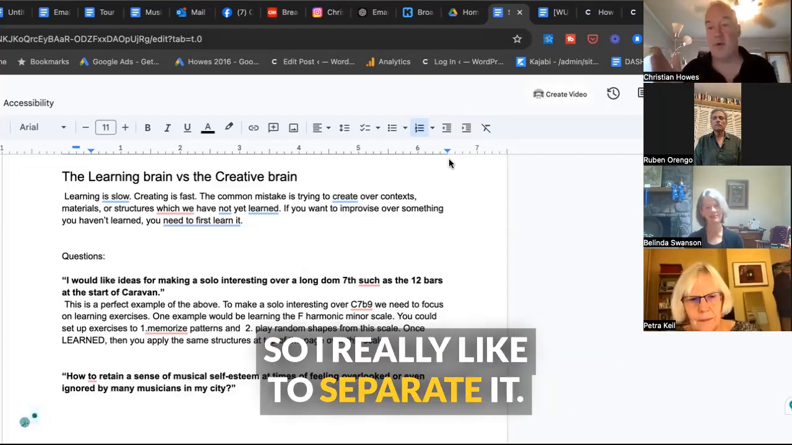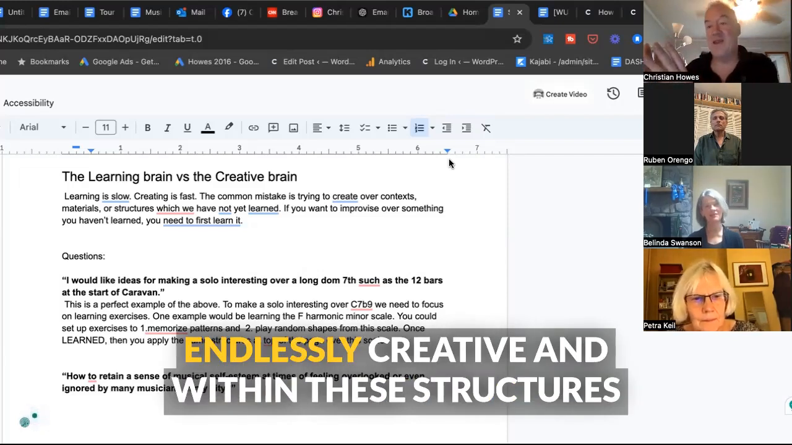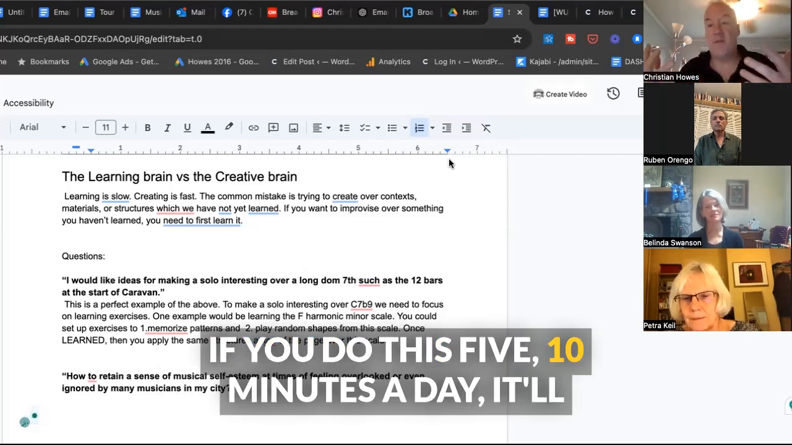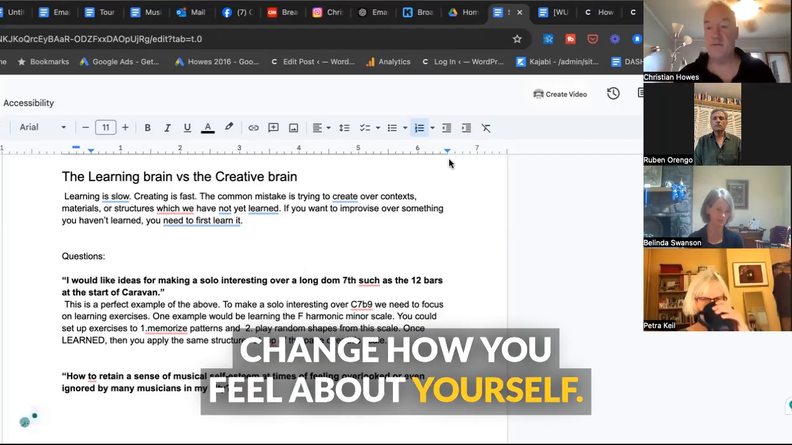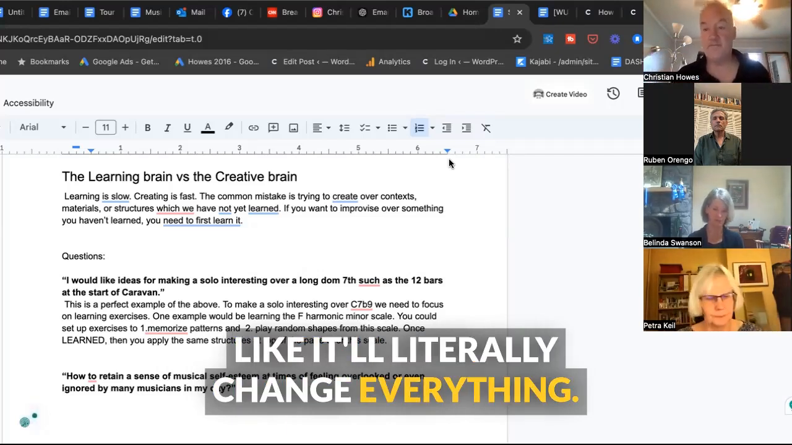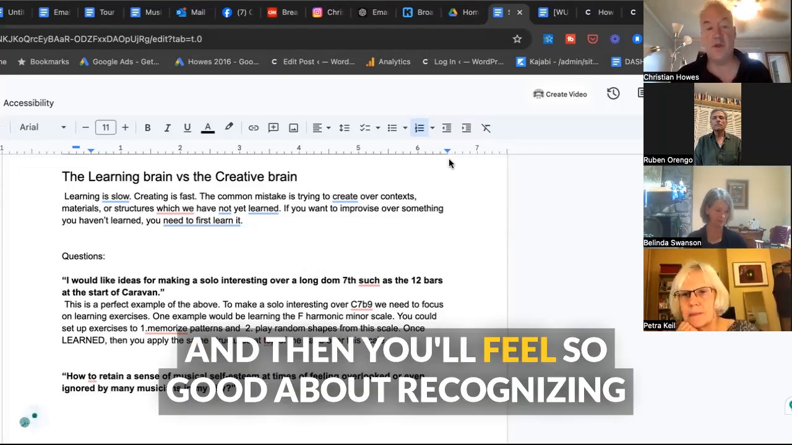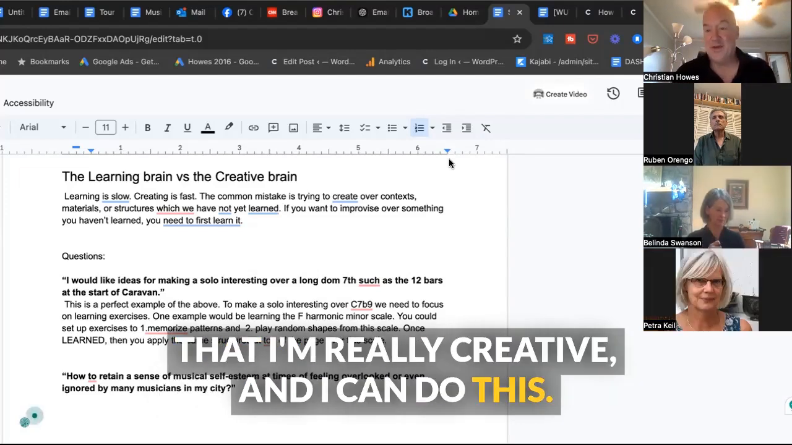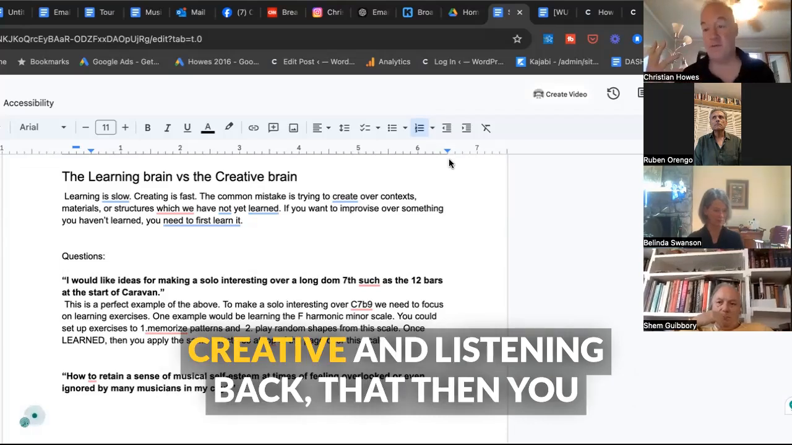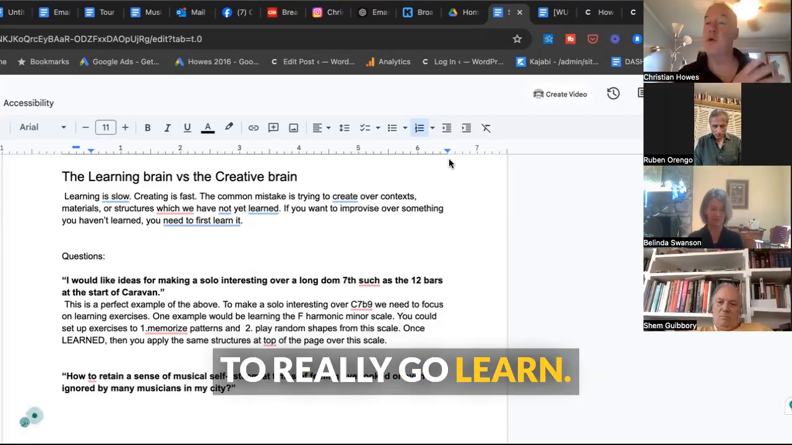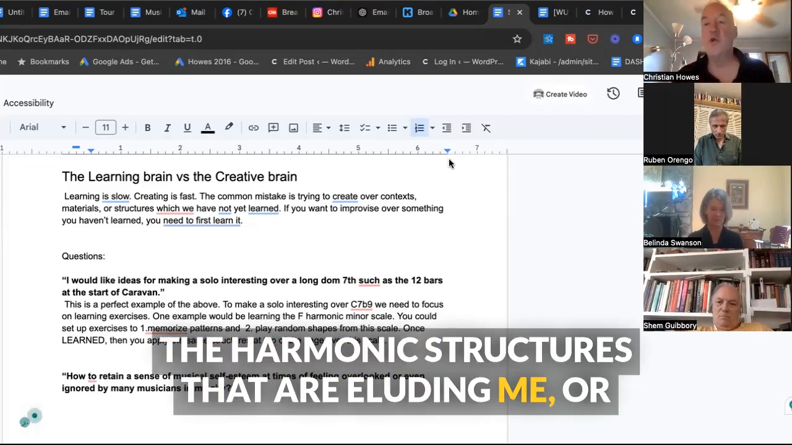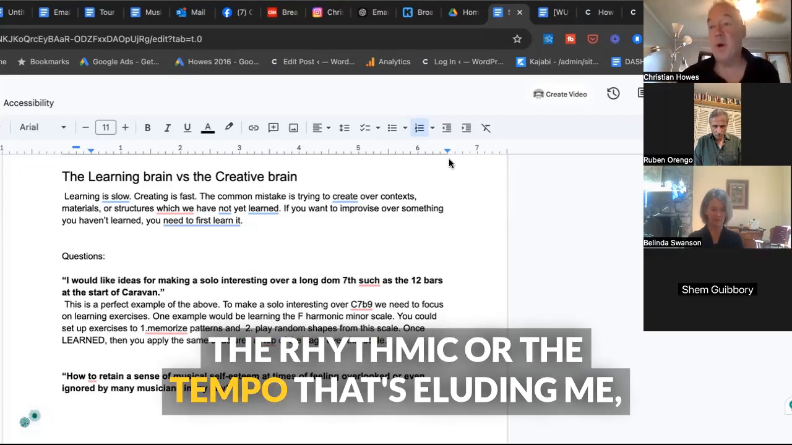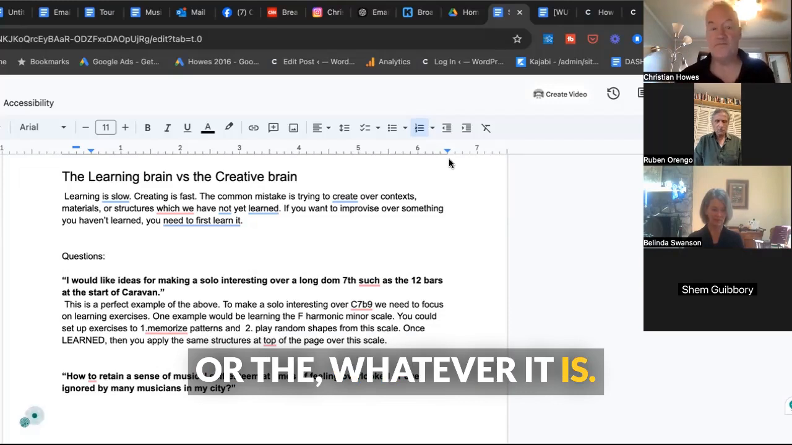So I really like to separate. So it's like, here is a space where you can be endlessly creative within these structures that I've given you. If you do this 5-10 minutes a day, it'll change how you feel about yourself. Like it'll literally change everything. And then you'll feel so good about recognizing that I'm really creative and I can do this. And just the feeling that you get from being creative and listening back, then you can say, okay, now let me take 15 minutes to really go learn the harmonic structures that are eluding me, or the rhythmic or the tempo that's eluding me, or whatever it is.